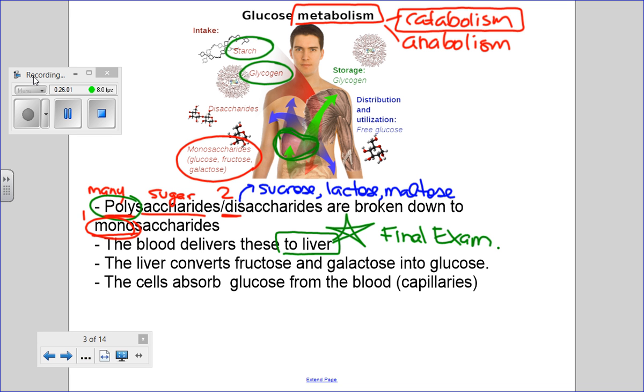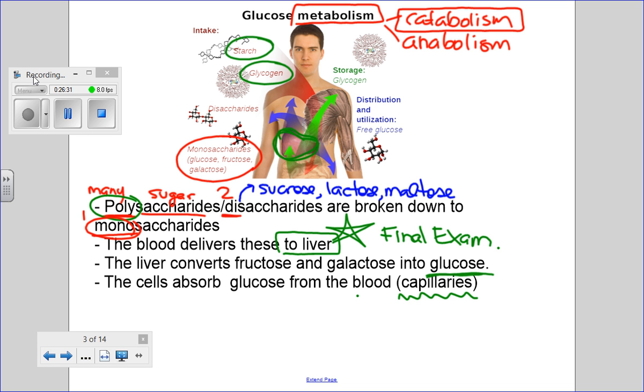So, your liver, important. Now, among the million other things that your liver does, your liver can convert the other monosaccharides into glucose. It's a fancy little reaction. I don't need you to be able to list it out step by step. I'm just telling you that that's where that happens. And then eventually your cells will absorb glucose from your blood. And I'm going to mention this word here because we'll see it again later.